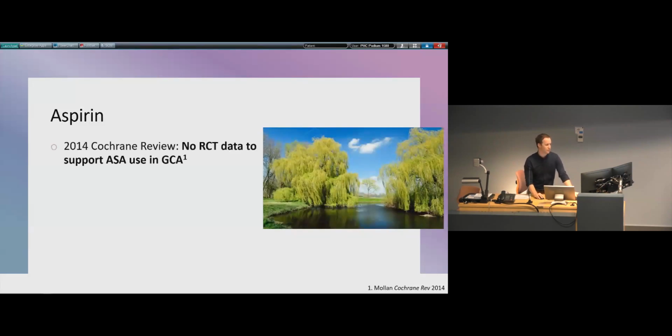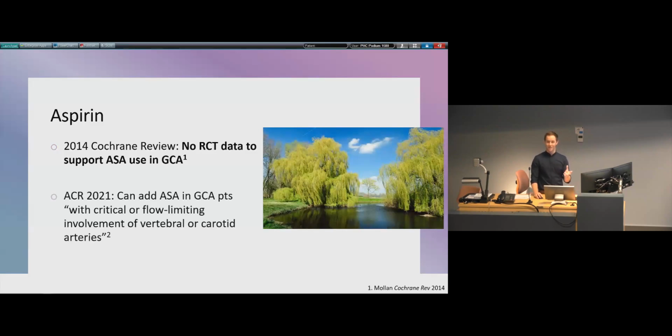Aspirin. A bit of an ongoing discussion. There was a Cochrane review in 2017 that basically said there's insufficient quality evidence to say that all patients with GCA should be on a baby aspirin. Now, that's not to say there's no evidence, but certainly it didn't meet their threshold.